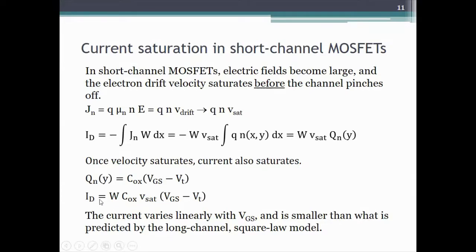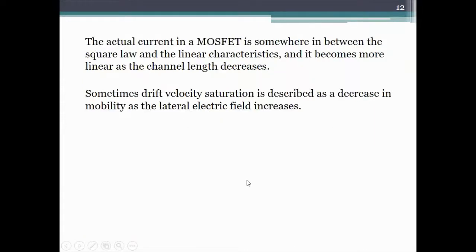So now this current is varying linearly with VGS minus VT as opposed to the quadratic we found in saturation for a long channel MOSFET. Alright, so in a short channel MOSFET, the drain current varies linearly with the gate voltage in saturation. So this is important. That is what that plot was showing that I showed earlier. And the current is smaller, of course. It is smaller because linear is always smaller than square law.